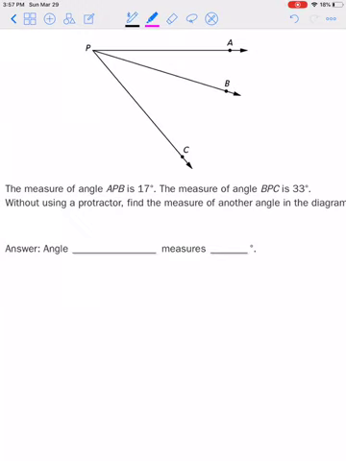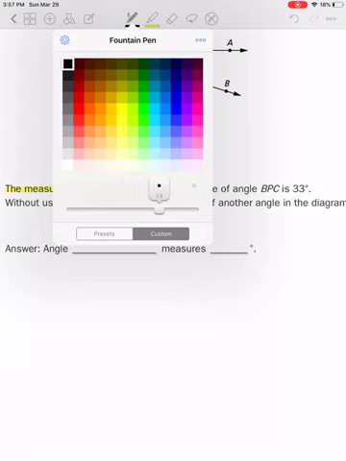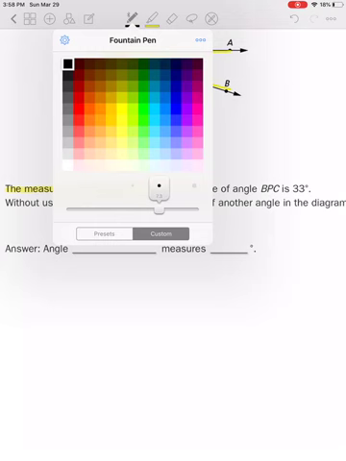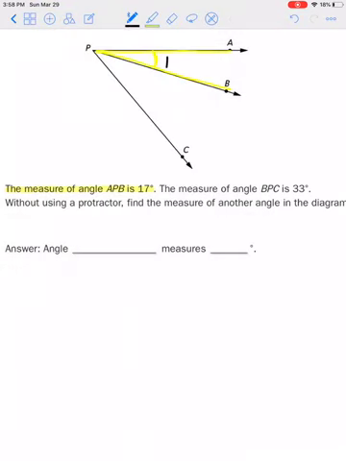So let's start with the first sentence, and I'm going to use some color coding to help me so I don't get confused. The measure of angle APB is 17. So they are talking about angle APB. So this angle right here. And they told us that the measure of that angle is 17 degrees. So if I were to use a protractor, from here to here would be 17 degrees.